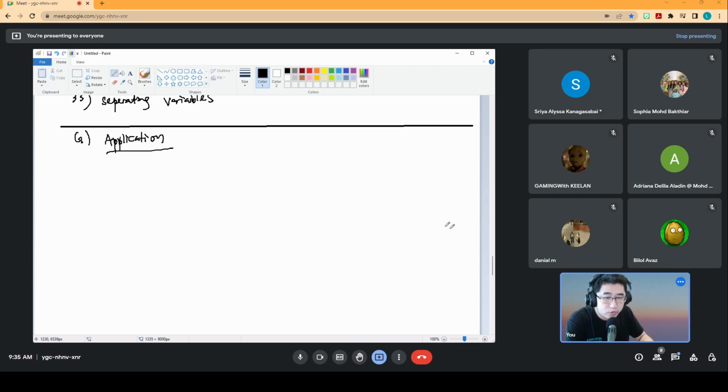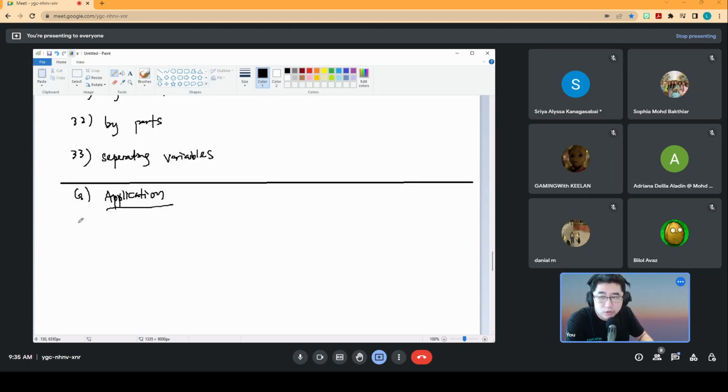Okay, so 34, trapezium rule. This one you can ignore. This one is no longer in the syllabus, but I just write it down here so that you actually know there are such things.